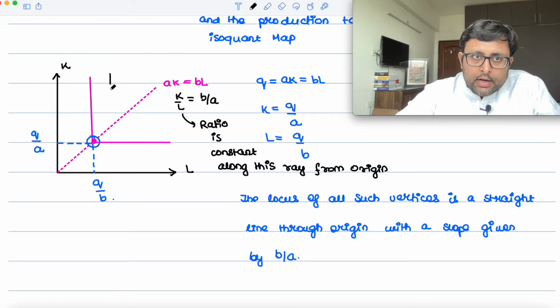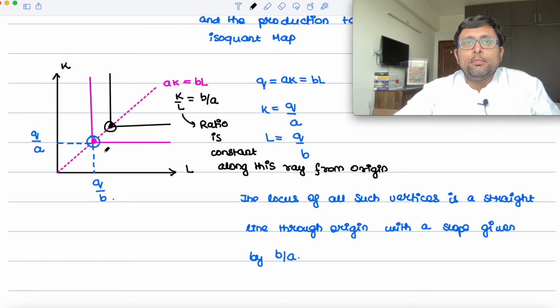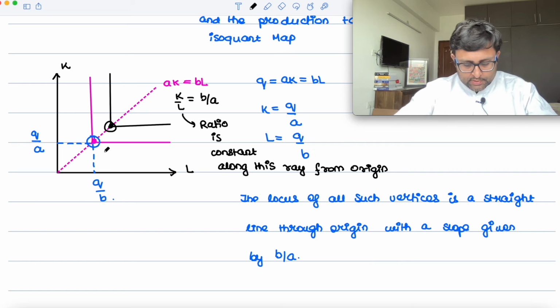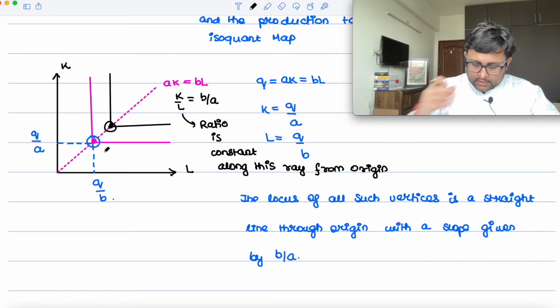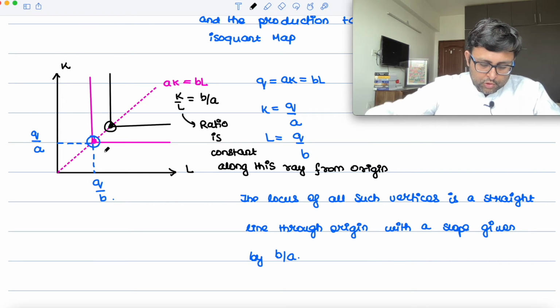So a higher isoquant would be like this. So you might use more capital and more labor here, but the ratio is the same, B by A. The ratio is the same B by A, right?